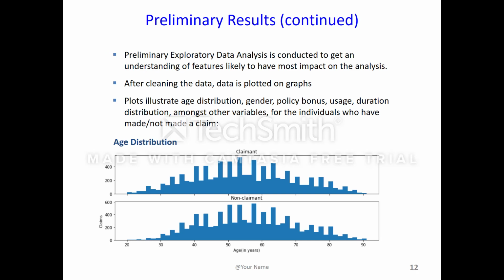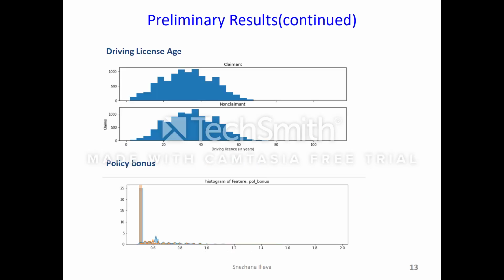This is an overview of some of the preliminary results, which helped me identify some of the features for my analysis. After cleaning the data, I plotted the data and grouped it by class, which is my dependent variable, in this case whether someone will make a claim or not. The independent variables were gender, policy bonus, policy usage, and policy duration. On the first graph, you can see the distributions of age for the claimants and non-claimants, and we can see that people between 20 and 30 are much more represented in the claimant population than in the non-claimant population.